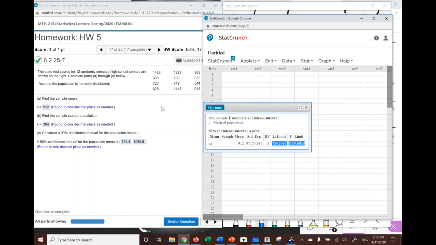We can get the same answer, but why would we gamble here and use X bar and S? Let's just use the data. The program is not going to make a mistake. So we can do that.